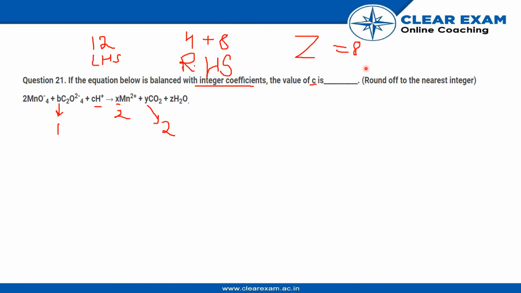And if we look over here, we have Z equal to 8. So if Z equals 8, the total number of hydrogen atoms becomes 16, and we need to have 16 molecules or ions of H plus in order for this reaction to become complete.